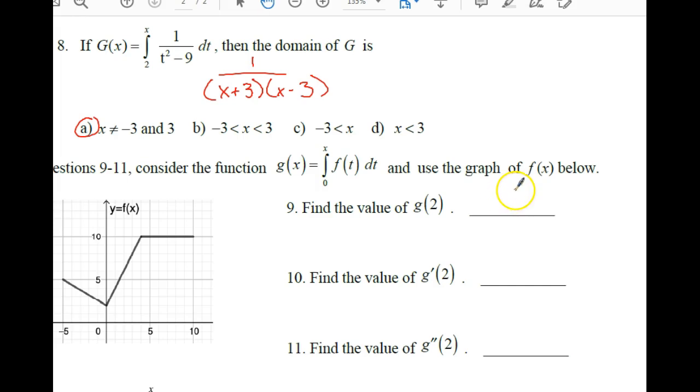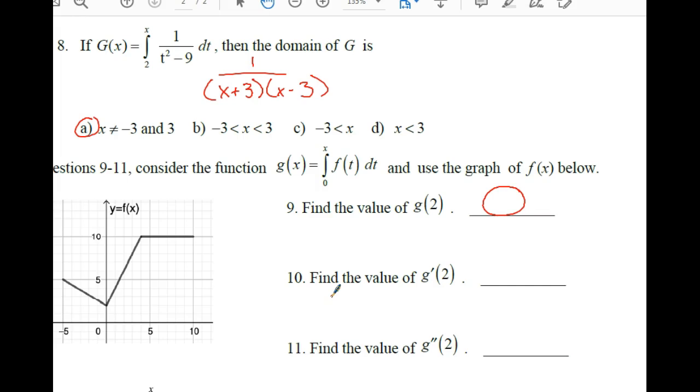Consider the function g of x equals the integral from 0 to x of f of t dt, and use the graph of f for this. So if you want to find g of 2, g of 2 equals the integral from 0 to 2 of f of t dt.